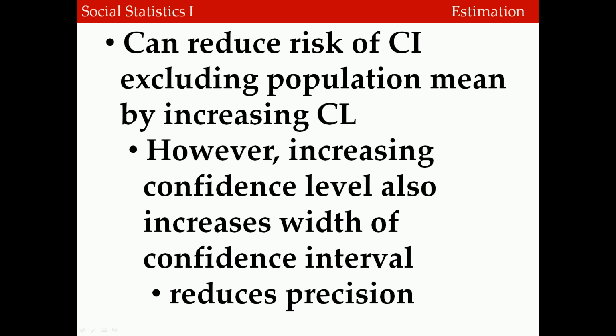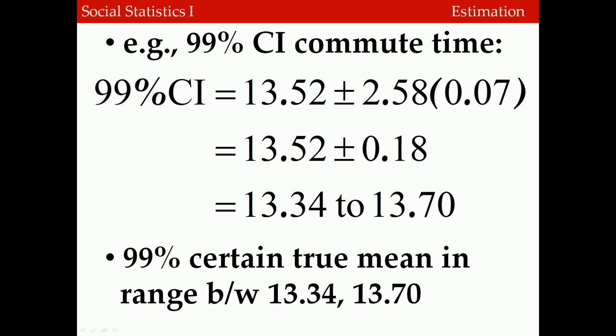So how do we reduce the risk of alpha? How do we create a confidence interval that's less likely to exclude the true population parameter? Well, one thing we could do is increase the confidence level. But there's a trade-off for that. By increasing the confidence level, we also increase the width of the confidence interval, and that reduces the precision of the estimate. That is, it's harder to figure out the actual value of the true population parameter because the range is larger. Let's take a look at the values for the 99% confidence interval.